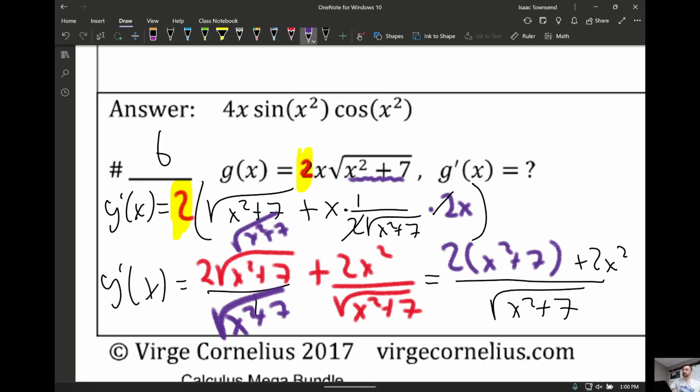Now if you distribute this 2, you've got 2x squareds plus 2x squareds, which gives you 4x squareds. 2 times 7, which gives you 14. And now it's over the common denominator. So the only reason I added those fractions together with the common denominator is because my answer didn't match up with any of them. And I saw that's what they may have tried to do.